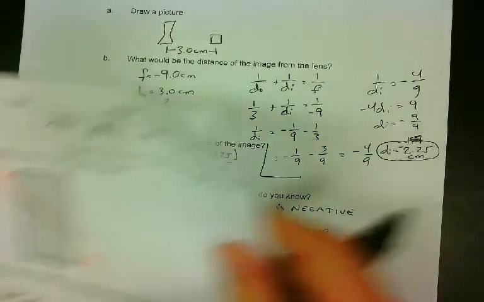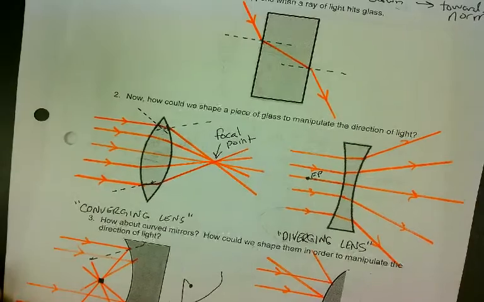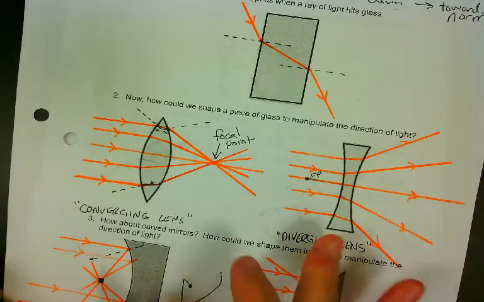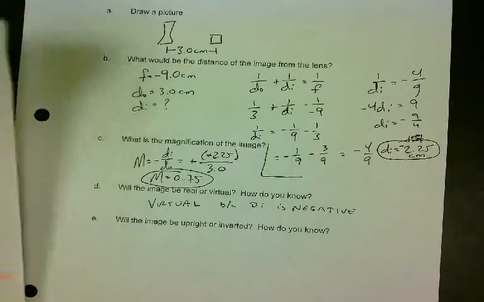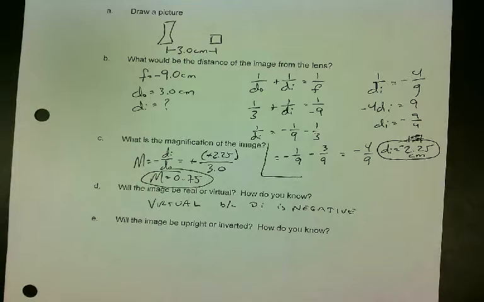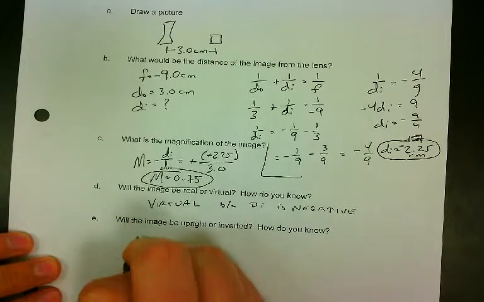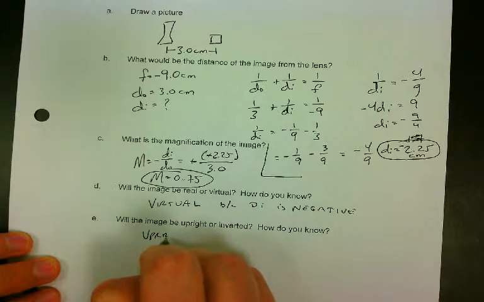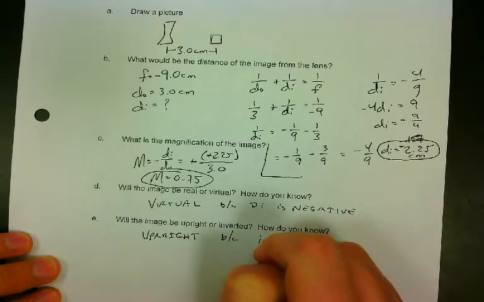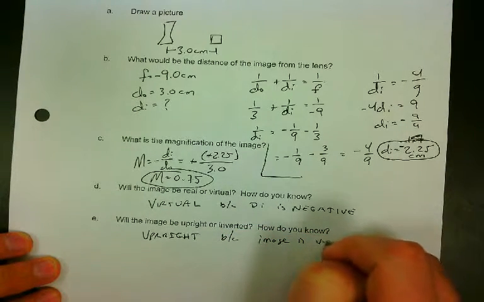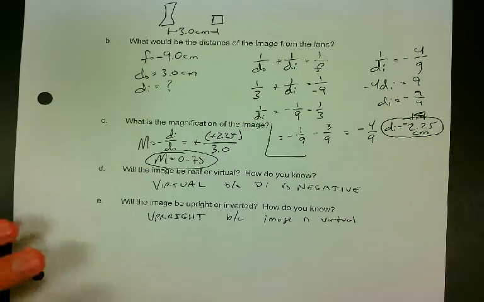using this, right? Whenever an image is virtual, it's going to be upright. Whenever an image is real, it's going to be inverted. So since this is a virtual image, it's going to be upright. So I can say upright because image is virtual. There are another few things that can help you with this, right?